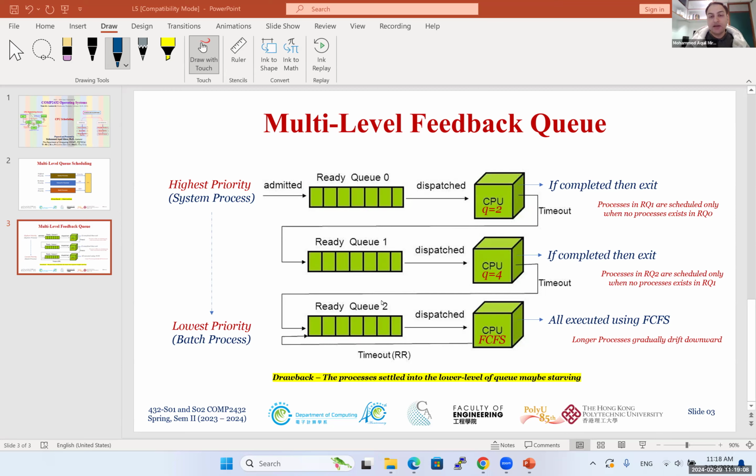Imagine that all the processes are here, and still new processes are coming. Until and unless all the processes get completed in ready queue 0 and ready queue 1, ready queue 2 will not start executing its processes on the CPU. So this is the drawback of the multi-level feedback queue.